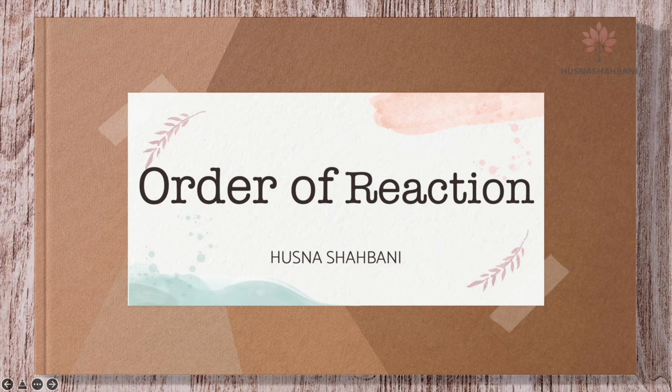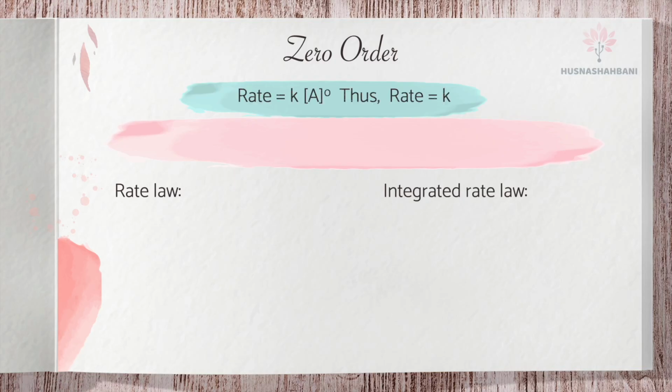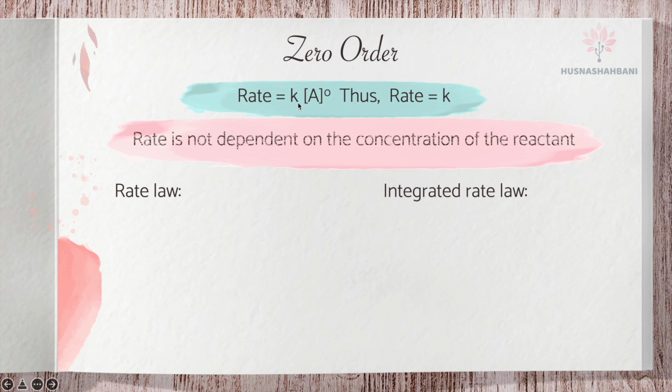Order of reaction. Zero order. This is the rate law for zero order. Rate is equal to k times the concentration of reactant A to the power of 0. Any value to the power of 0 is equal to 1. 1 times k is equal to k. Thus, rate is equal to k for zero order.